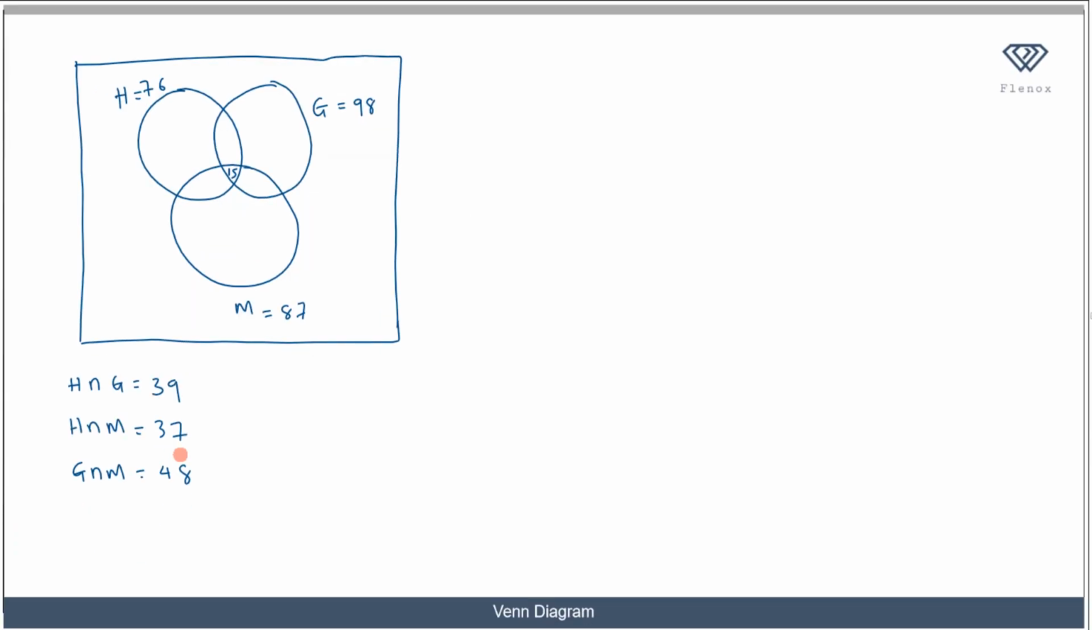And finally, we are told that 45 like none of the subjects. So what do we do about none? None represents the area that is not within any of these subsets, so that will be outside here. So the number that like none is 45. So what is the question that was given to us?